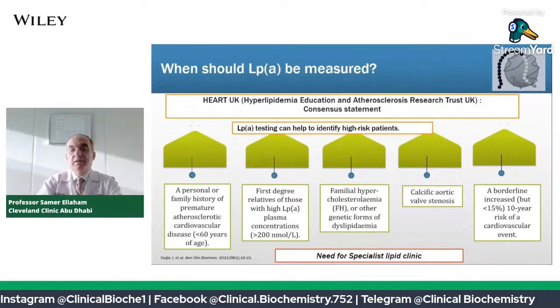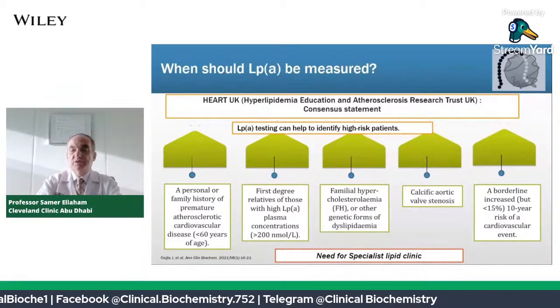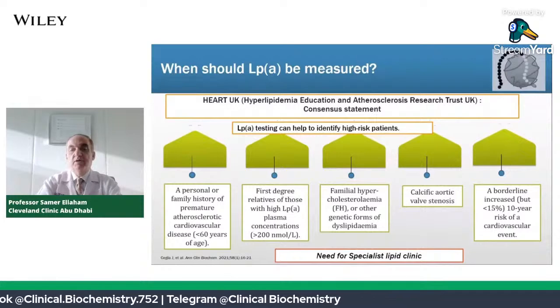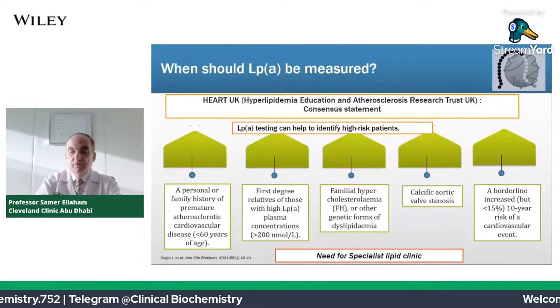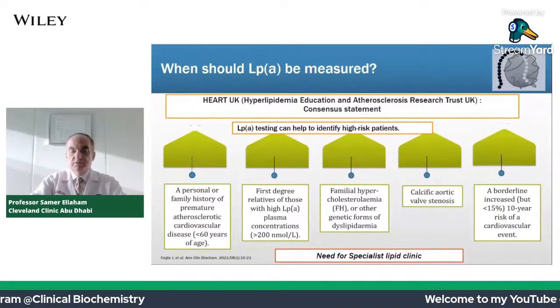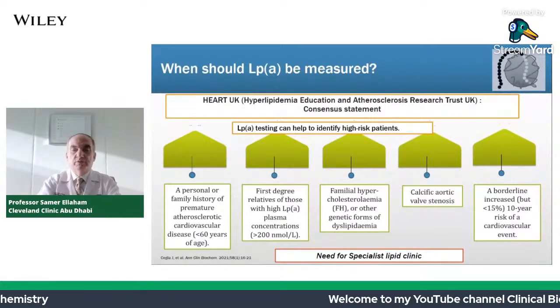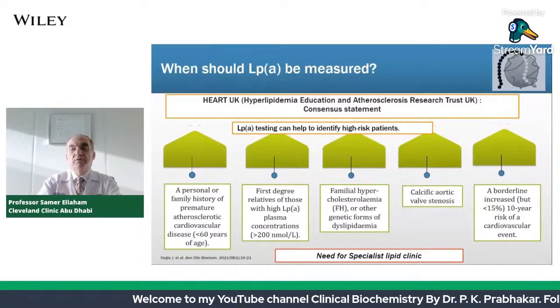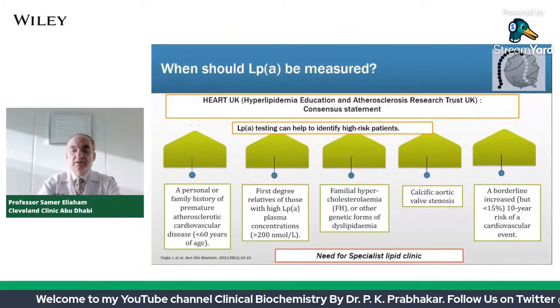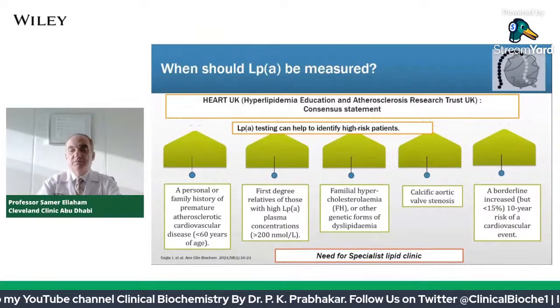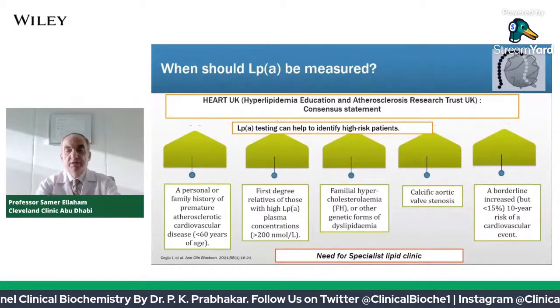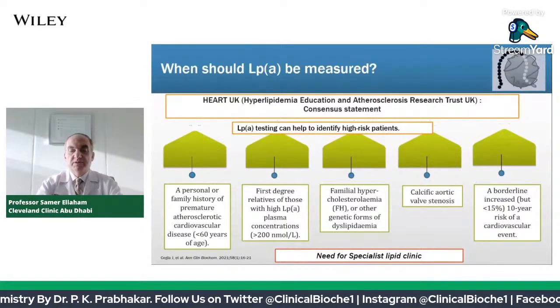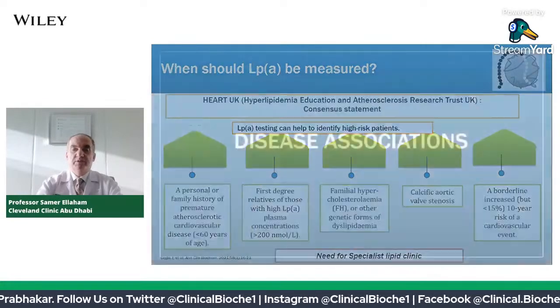3, patients with familial hypercholesterolemia or other genetic forms of dyslipidemia. 4, patients with calcific aortic valve stenosis. With all the echoes and MRIs and everything else we do, a blood test should not be very difficult to do in these cases. Or, and that's number 5, a borderline increase, but less than 15% 10-year risk for cardiovascular events. And then consider a specialized lipid clinic for these patients.